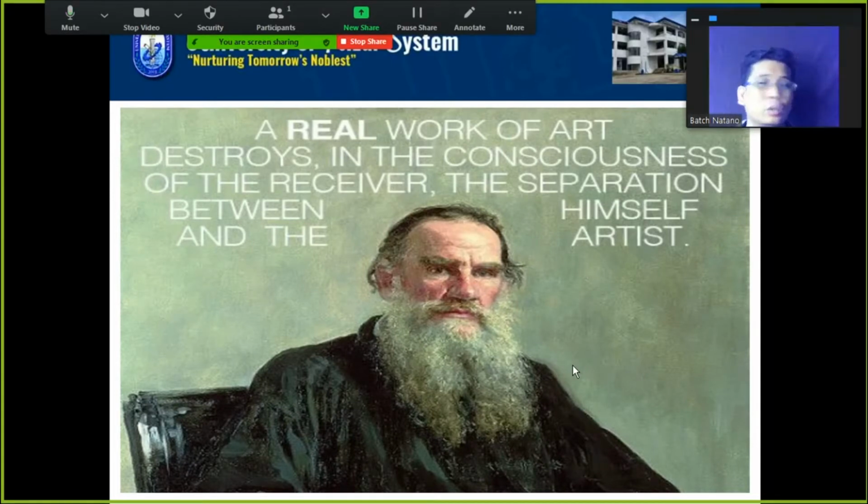Ito yung sinasabi ko sa inyo. Di ba nga sabi ko, sarili kong gawa, syempre, yung sarili kong work, sabi kong maganda para sa akin. Pero kapag tiningnan to ng iba, there is now the separation between the person looking at it and the artist. Kasi para sa akin, maganda yon. Pero kapag tiningnan to ng iba, sabihin nila, pangit yun. Yun yung sinasabi nating separation between himself and the artist. So, kaya sinasabi dyan, a real work of art destroys in the consciousness of the receiver. Sino yung receiver na yon? Yung mga tumitingin.